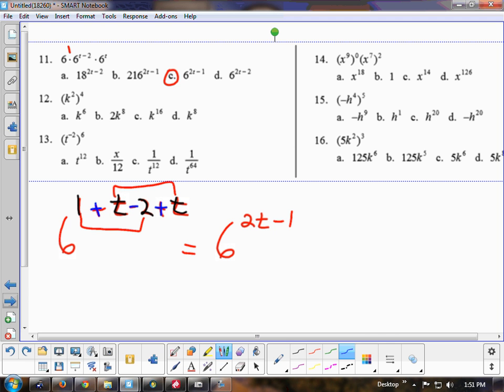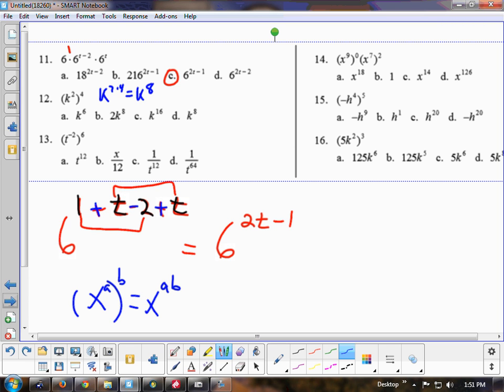Moving on to 12. This is the rule where it says if it's a power to a power, you're going to multiply. So this is the rule that said x to the a to the b is equal to x to the a times b. So in this situation, this is just going to be k to the 2 times 4, which is k to the 8th.